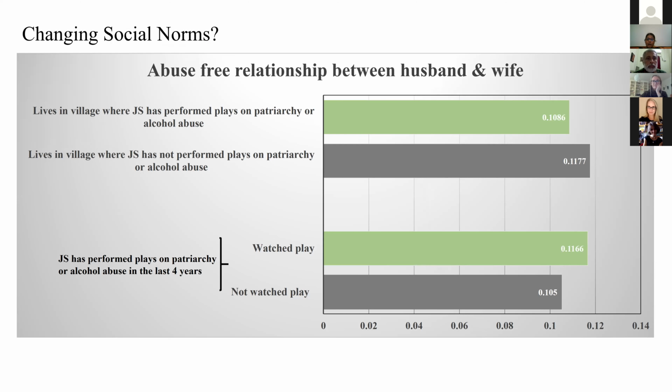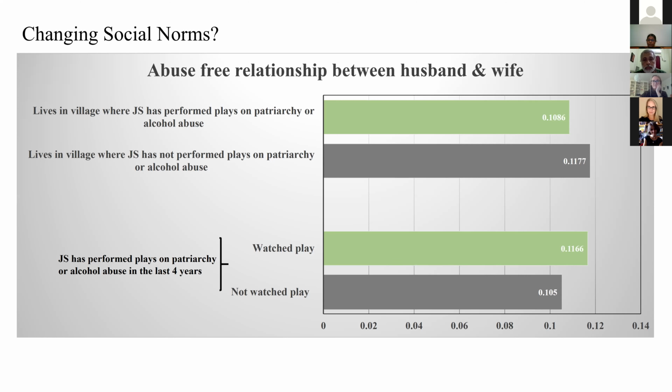Finally, the overarching goal of JS is to change patriarchal norms, or to change patriarchal village norms. To do this, we compare treatment villages with and without a JS performance on patriarchy and alcohol issues in the 4 years preceding the survey. There was no difference in impacts between treatment villages with and without recent performances on these themes.